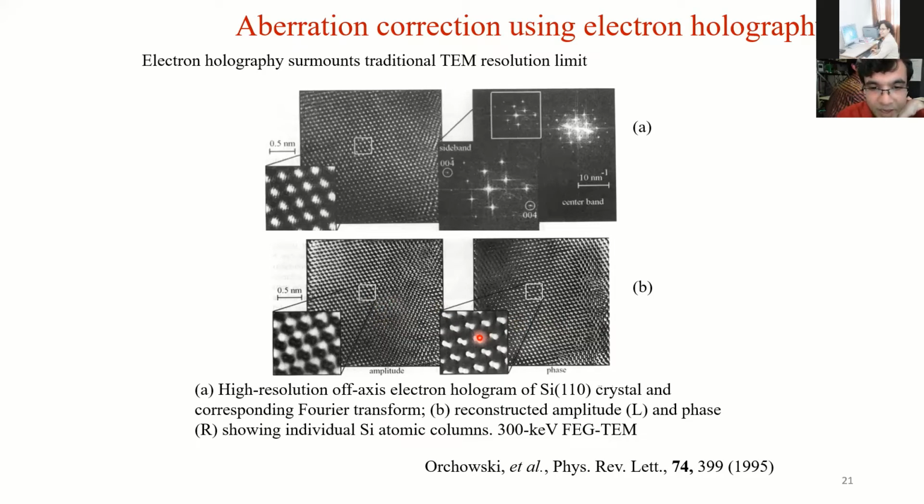And here you can see the silicon dumbbells. So this was the first time people made use of off-axis electron holography, and they were able to observe the silicon dumbbells for the first time.